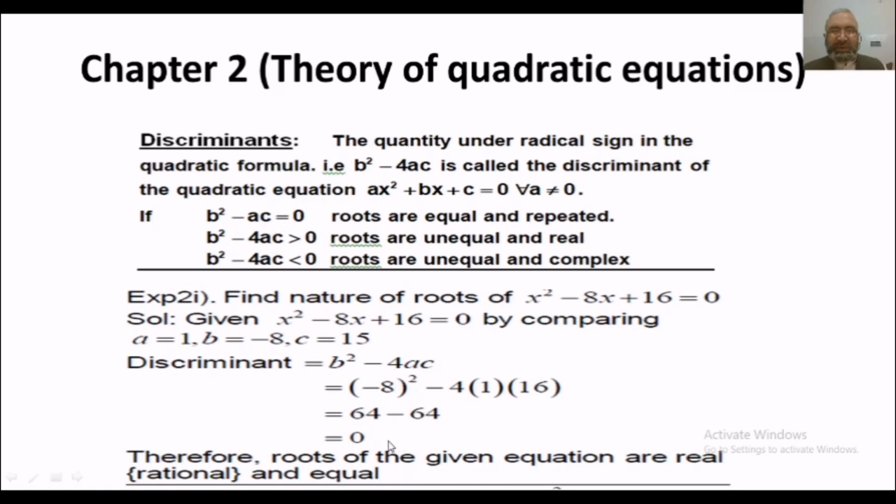Similarly we can find the discriminant of an equation and decide among the three cases. If it is 0 like this, then the roots are real and equal, and if it is a perfect square, then the roots will be rational.